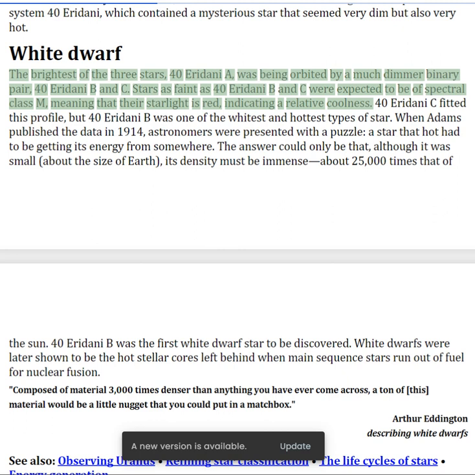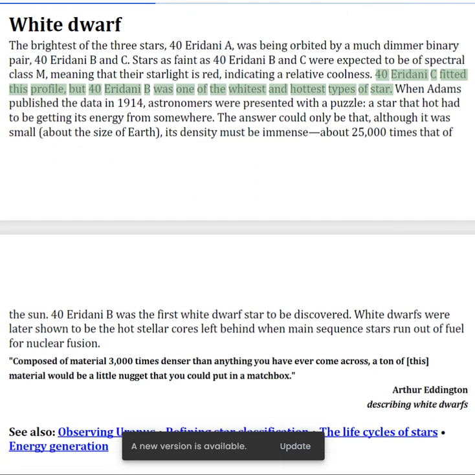The brightest of the three stars, 40 Eridani A, was being orbited by a much dimmer binary pair, 40 Eridani B and C. Stars as faint as 40 Eridani B and C were expected to be of spectral class M, meaning that their starlight is red, indicating a relative coolness. 40 Eridani C fitted this profile, but 40 Eridani B was one of the whitest and hottest types of star.